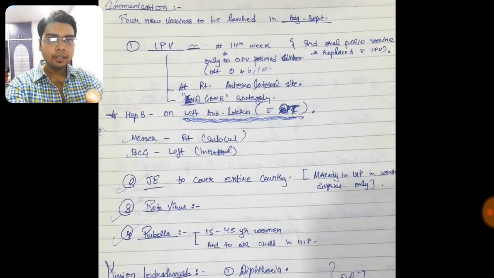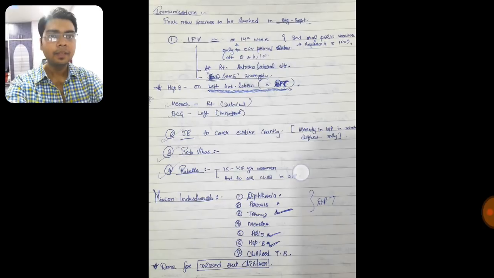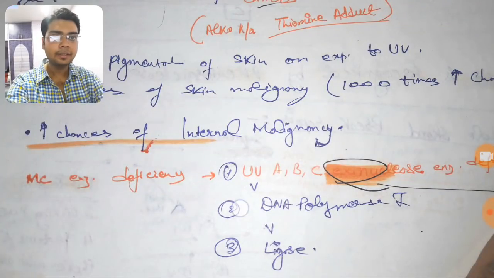Okay, so I think these new vaccines which were launched, you all know: IPV, JE, Hep B, rotavirus, rubella. IPV is given at 14 weeks, and it is a part of the end game strategy.